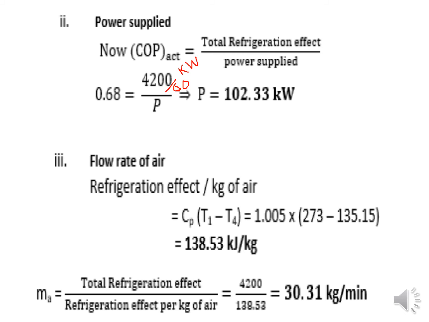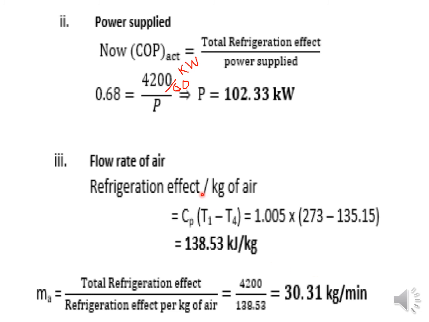So next, mass of air, what is the formula? We know the total refrigeration effect, which we have got already, divided by refrigeration effect per kg of air. Per kg of air means what? Refrigeration effect is very important. Again and again I am telling, refrigeration effect will happen at the evaporator. So you just see the evaporator temperatures and substitute here, because this is a constant pressure process. We are using Cp into T1 minus T4. So this is the value we are getting, and MA is 30.31. So in the first case, power is 102.33 and MA is 30.31.